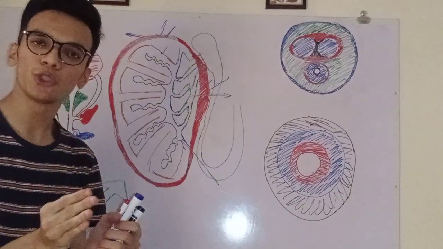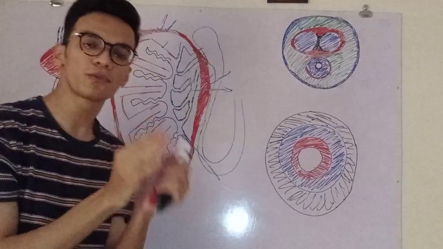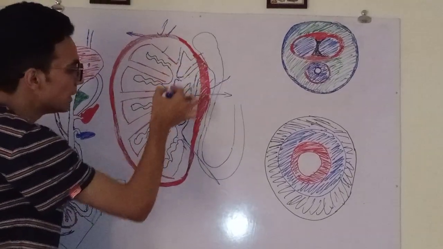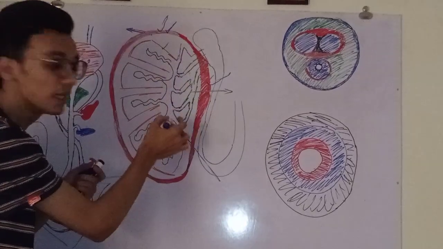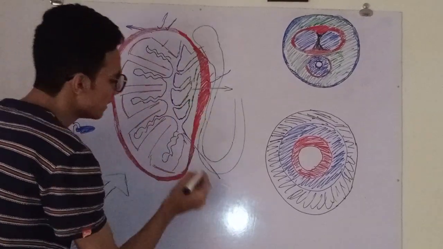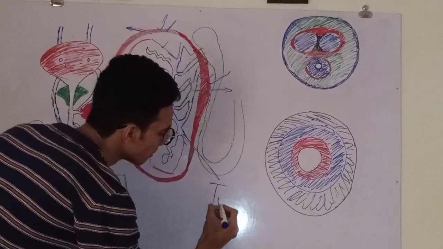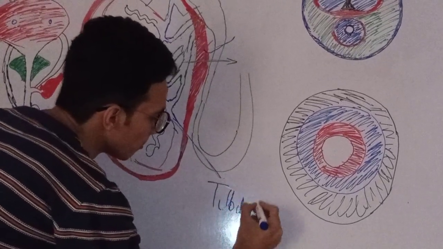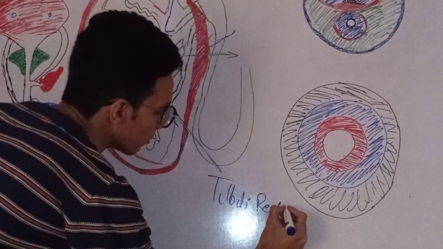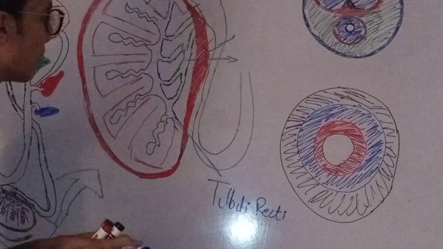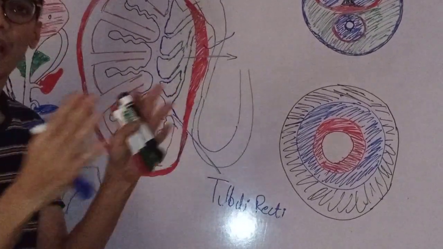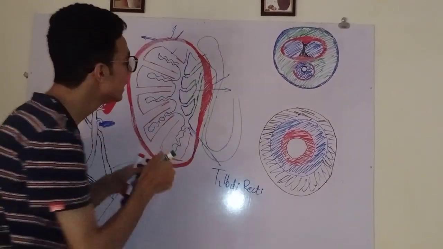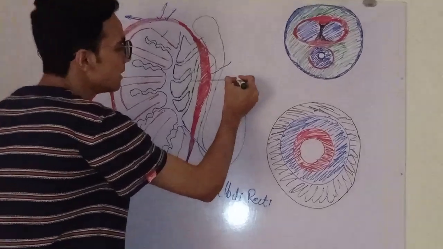From the seminiferous tubule, the sperms pass to the tubuli recti. You are looking at it: this blue in color is the tubuli recti. These tubuli recti then unite with each other and form the rete testis. You are looking at it in the green color. This is the rete testis.